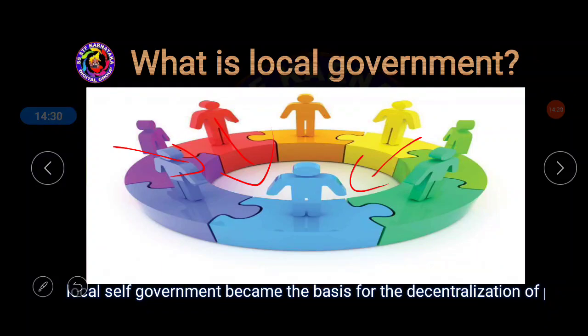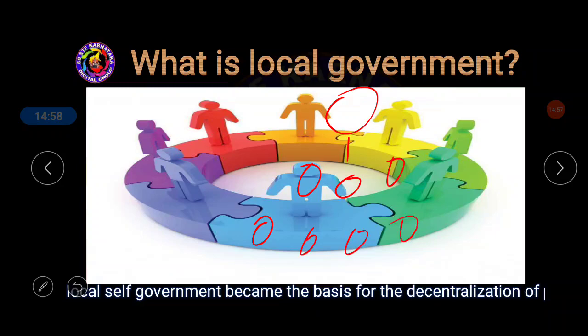Next, local self-government becomes the basis for the decentralization of power, we can say. Local self-government means to decentralize the power. The power should not be concentrated only in the Chief Minister and the Prime Minister. The Prime Minister's power is distributed among all the states, and the states give power to the local governments. So there is central government, state government and local government. And this is called decentralization of power.